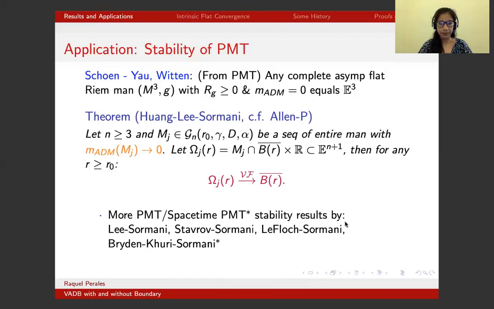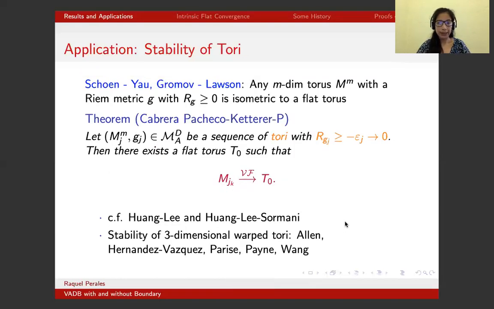Okay, so there are more results addressing the stability of the positive mass theorem or the space-time positive mass theorem by Lee-Sormani, Stavros-Sormani, LeFloch-Sormani, Bryden-Curry, and Sormani. Our next application of our theorems, so this is an application of theorem 1, where the manifolds do not have boundary, is the following. Schoen and Yau, Gromov and Lawson proved that an n-dimensional torus with a Riemannian metric such that the scalar curvature is non-negative should be isometric to a flat torus.